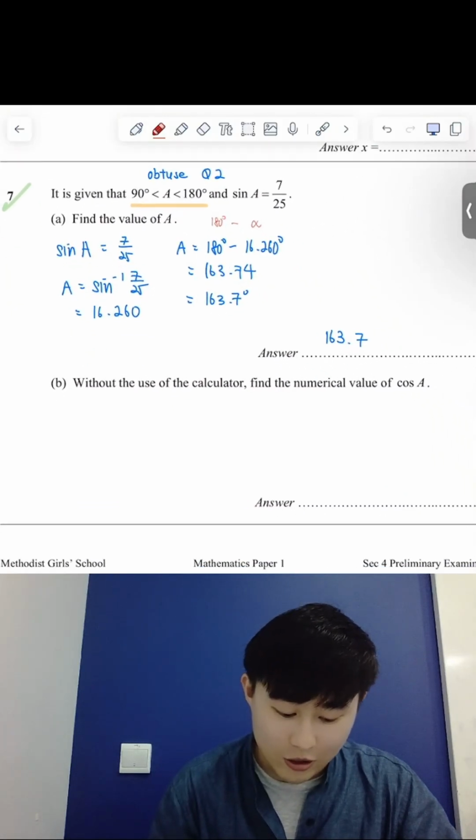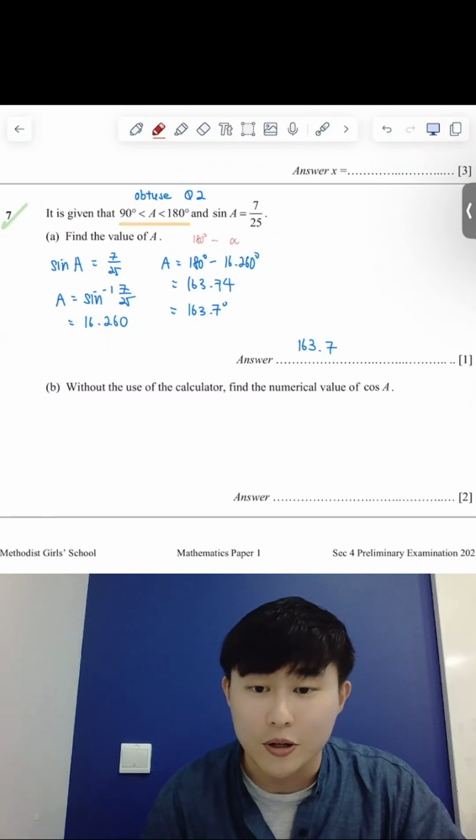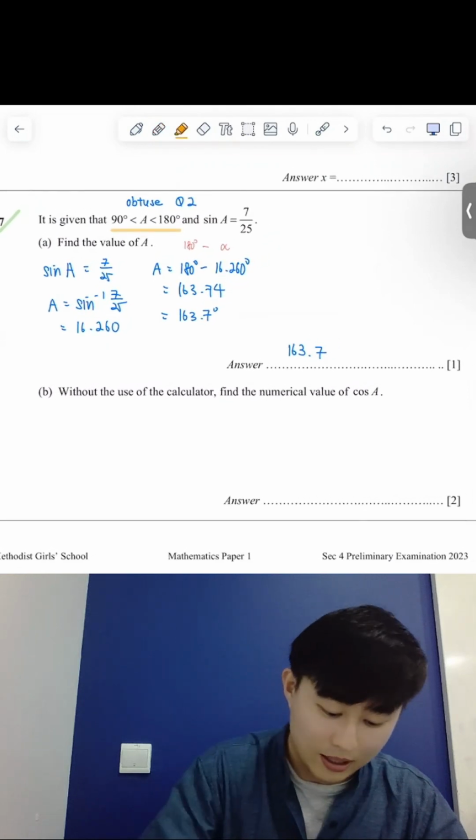Without the use of a calculator, find the numerical value of cosine A. Okay, this question looks a bit simple, but if you take a look at the marks, it is 2 marks worth.